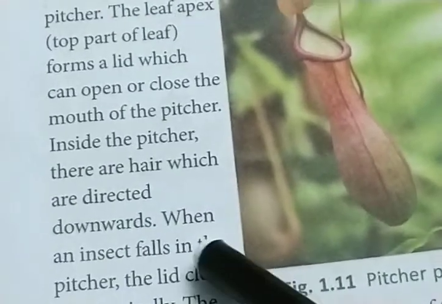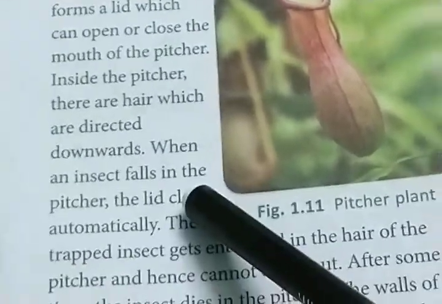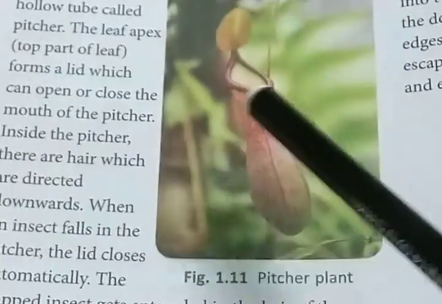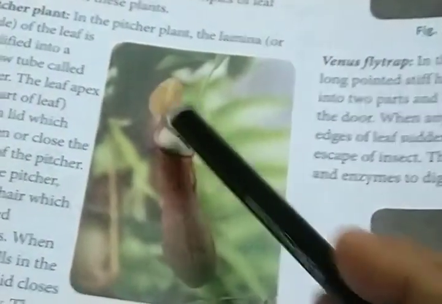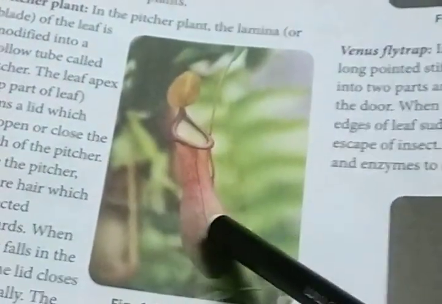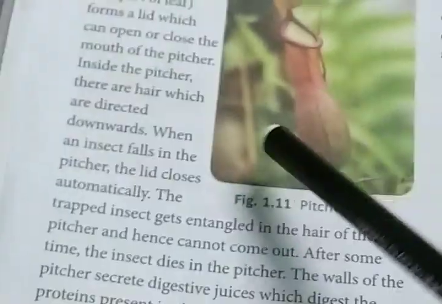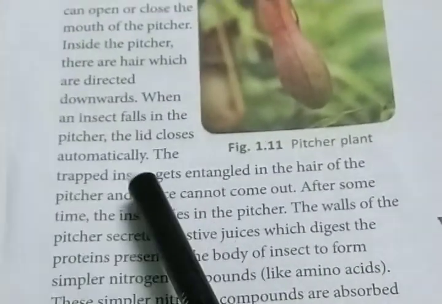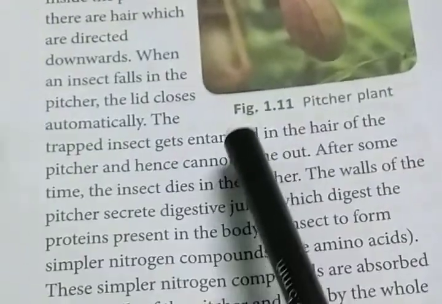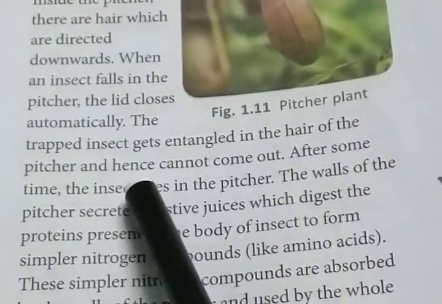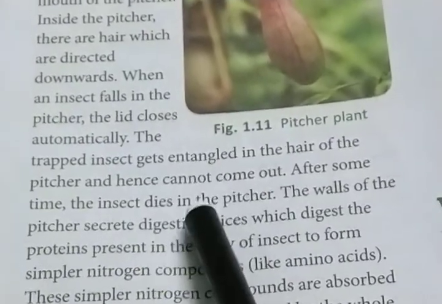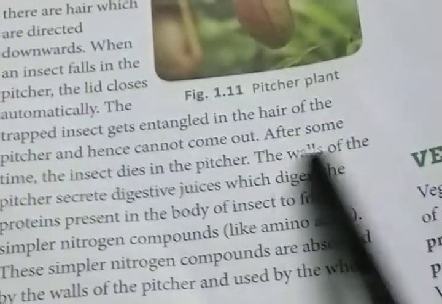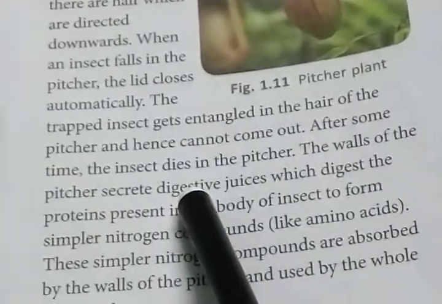When an insect falls in the pitcher, the lid closes automatically. The insect is trapped between the root hairs. The trapped insect gets entangled in the hair of the pitcher and hence cannot come out. After some time the insect dies in the pitcher. Then the wall of the pitcher secretes digestive juice.